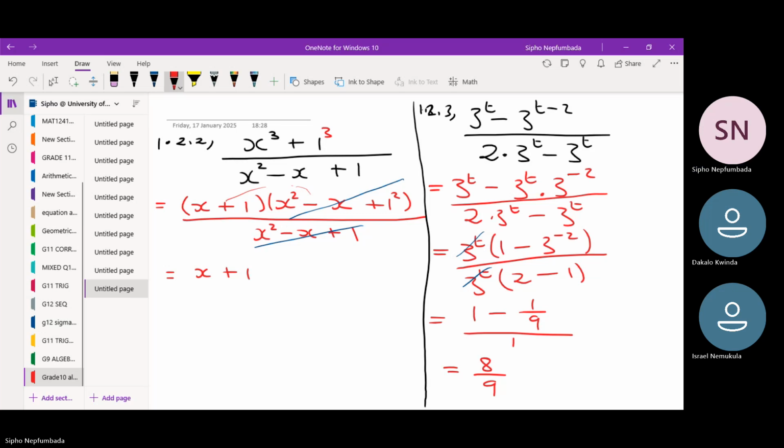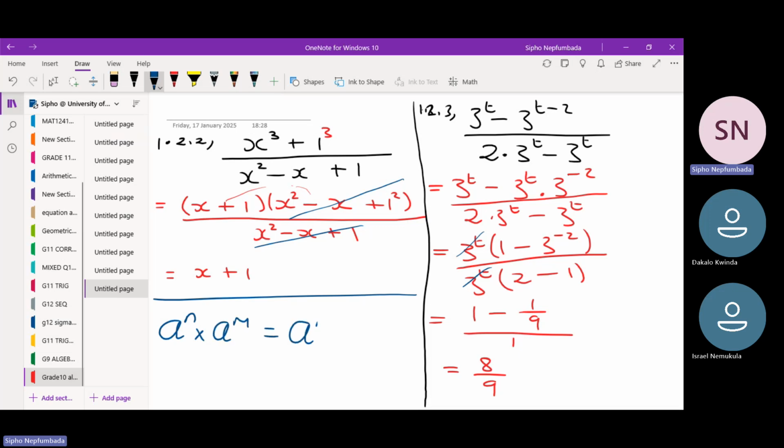Okay. So if you still remember laws of exponents, we say that a to the power of n multiplied by a to the power of m is equal to a to the power of n plus m. So we are here. We want to go back here. This is what we did on this first step. Are we fine? From here to here.